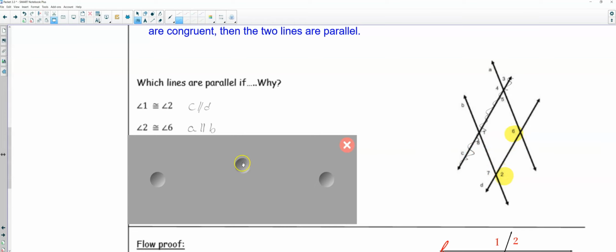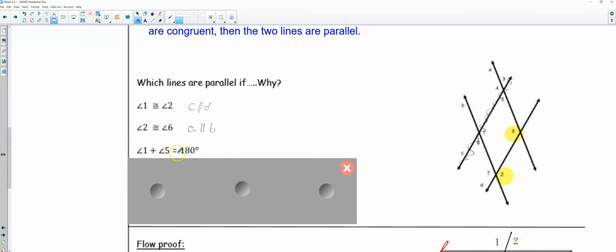Let's take a look at another one. If angle 1 plus angle 5 equals 180 degrees, which two lines are parallel? Remember, this must be what? Consecutive interior angles. Let's take a look. Let me erase what we have.